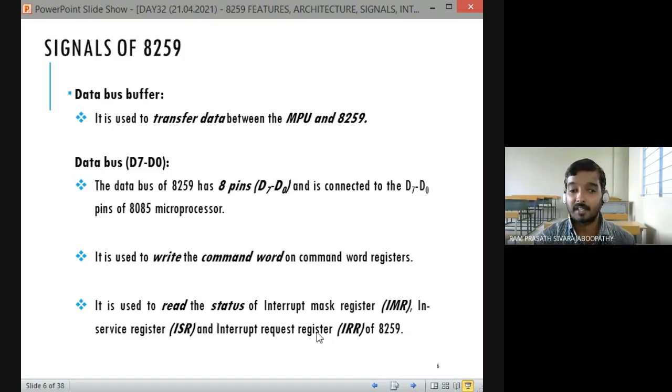Fine. Here when we are going to write, there is no data as such. We are not going to provide any data to the 8259. We are going to just program. Fine. So when we are writing the command, through this data bus only the command is going to be written into the command word register. Okay. Similarly, when we are reading the status of the registers IMR, ISR, and IRR, this data bus is going to be useful. So whatever the communication between 8085 and 8259 can be done through the data bus only. Fine. Next.